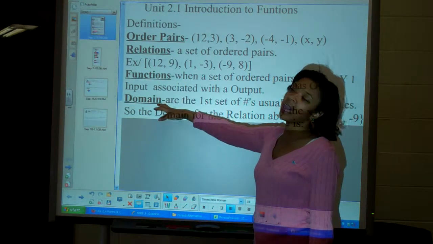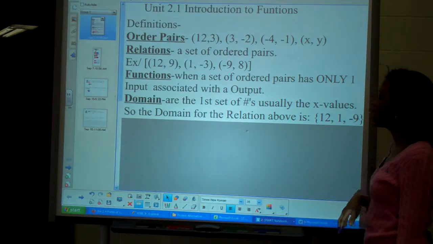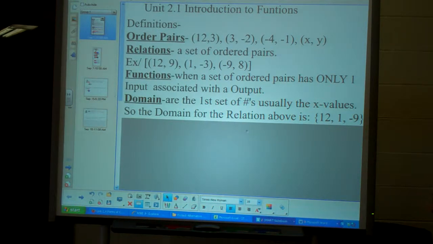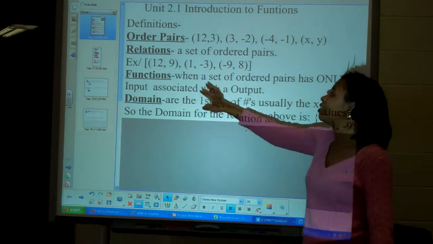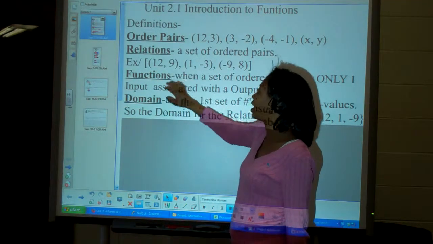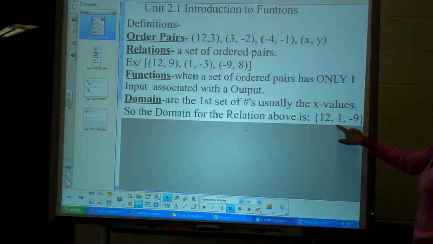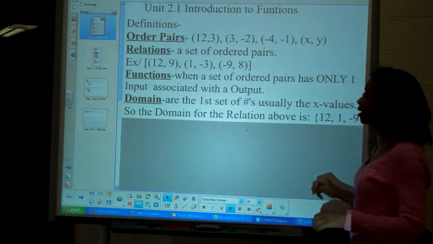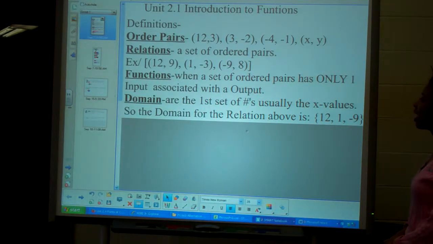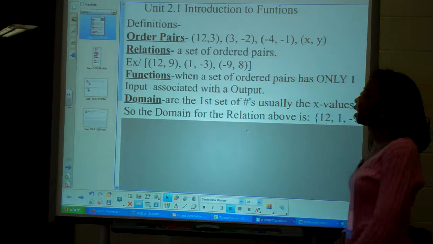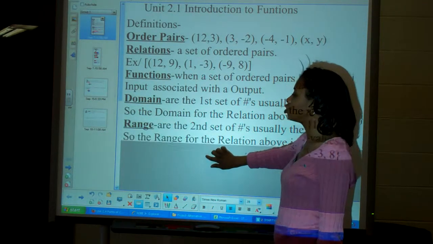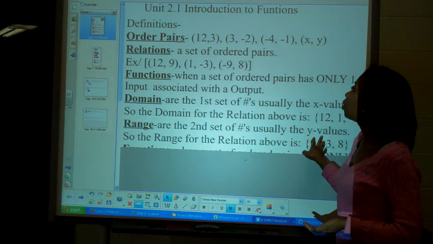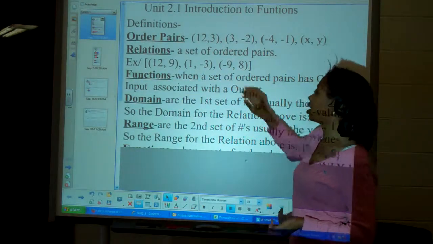Another way to call your X values is to call them domain. Okay? And domain are generally the first set of numbers, usually called, again, as I said, the X values. And in this relation or set of ordered pairs, our domain values are the 12, the 1, and the -9. All the X's are your domains. It's usually the first set of values in your ordered pair. That leaves your range. Your range are generally your Y's, which is going to be your 9, -3, and your 8.